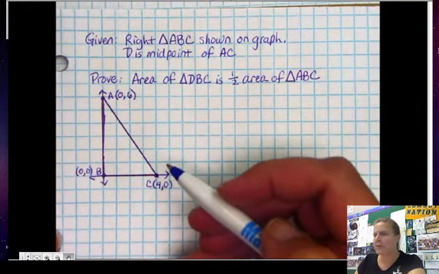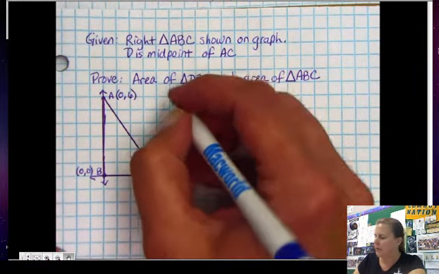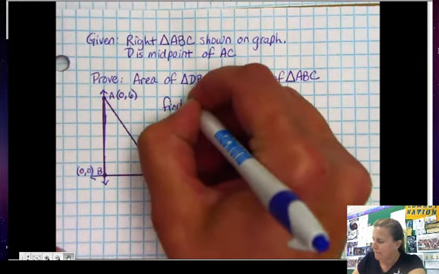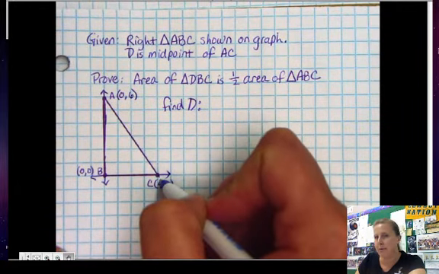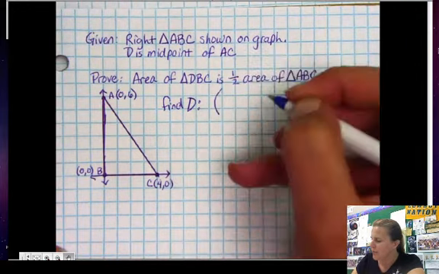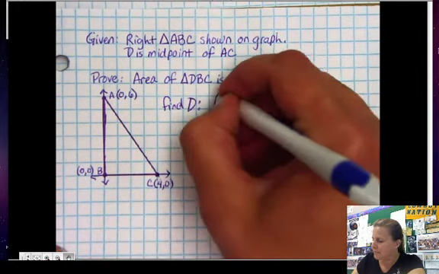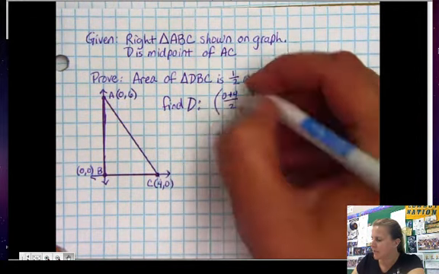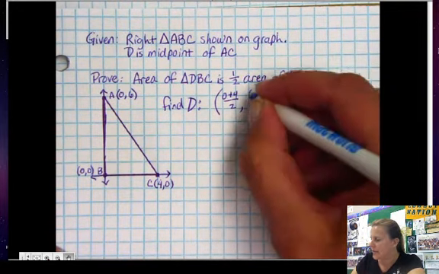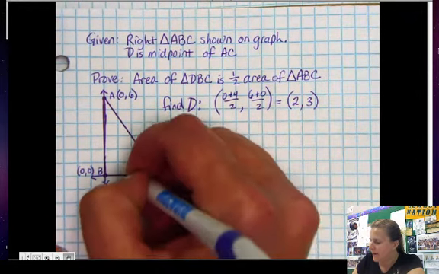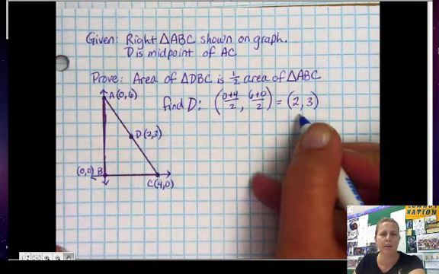So when we're doing coordinate proofs, it's not like a two-column proof. What we do is we use formulas and such to prove things. So if I want to find D, I'm told that D is the midpoint of AC. So that means I need to use the midpoint formula, okay? So the midpoint formula, remember, is the x's added together and divided by 2. So we have 0 plus 4 divided by 2, and 6 plus 0 divided by 2. So that would be 4 over 2, which is 2, and 6 over 2, which is 3. So my D point is here at 2, 3. And I just proved that by using the midpoint formula.